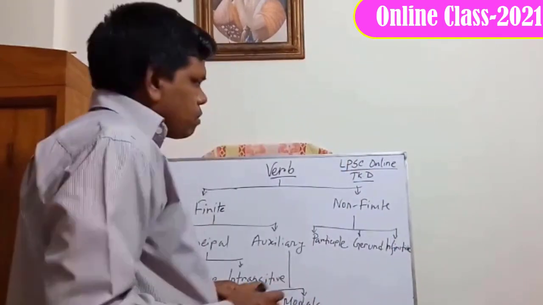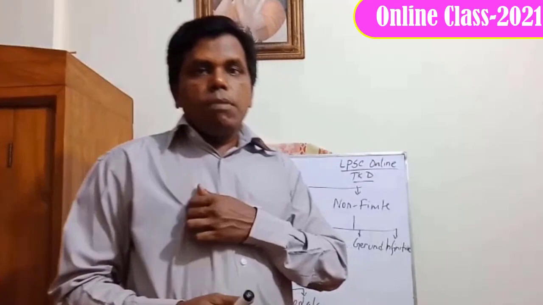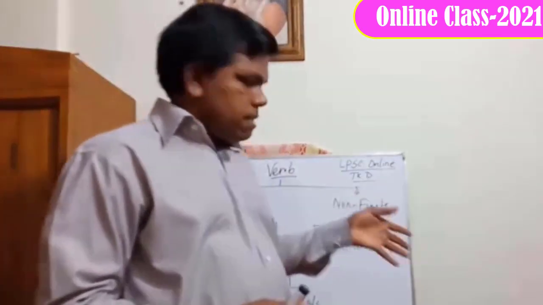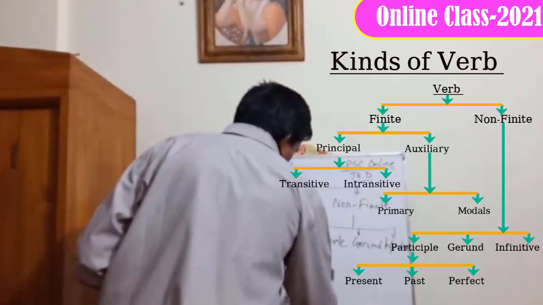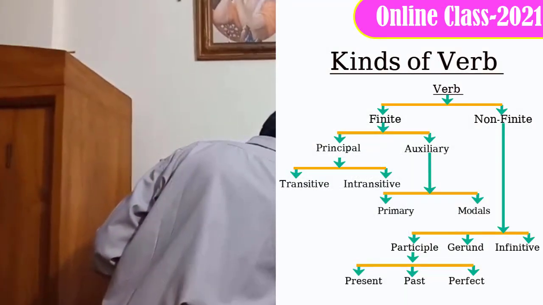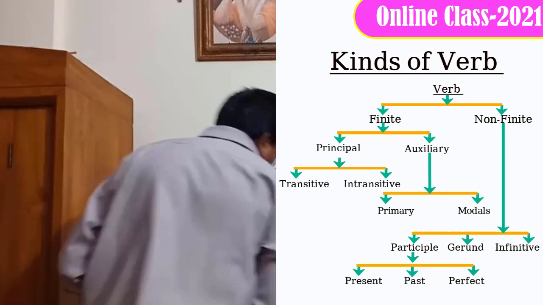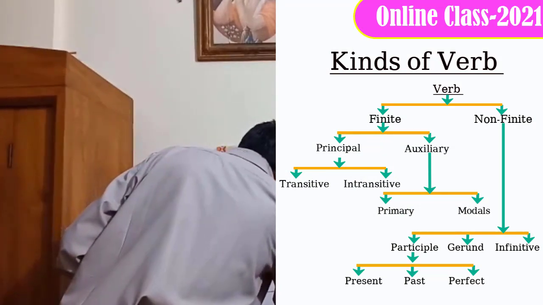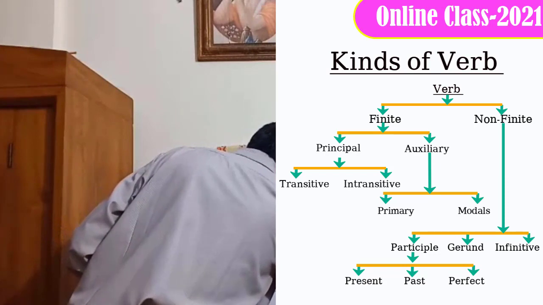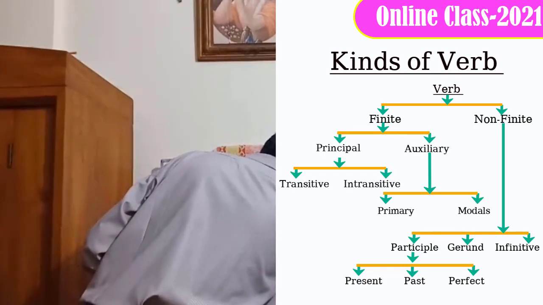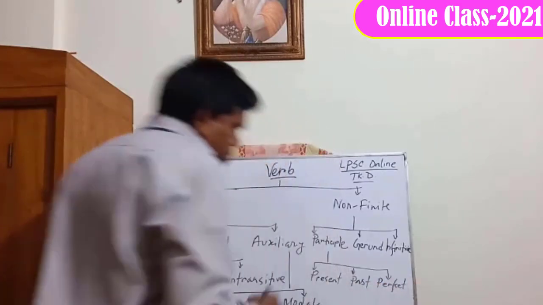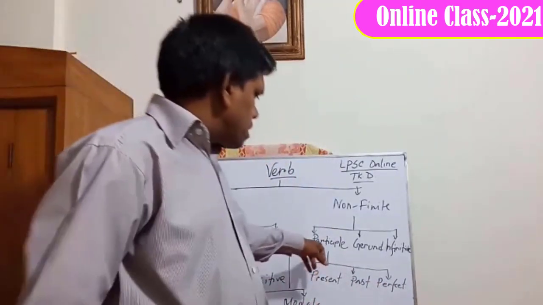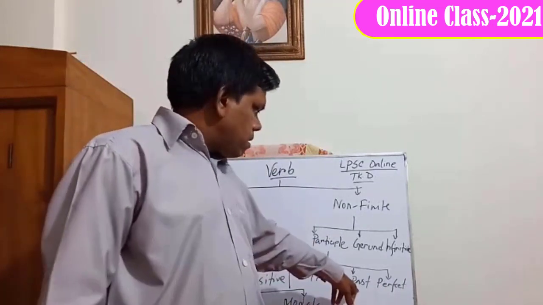I think it is not clear to you, but I told you before that it will be added in the video. Here, no problem. Participle has three kinds: one is present participle, past participle, and the last one is perfect participle. Okay, participle has three kinds: present participle, past participle, and perfect participle.